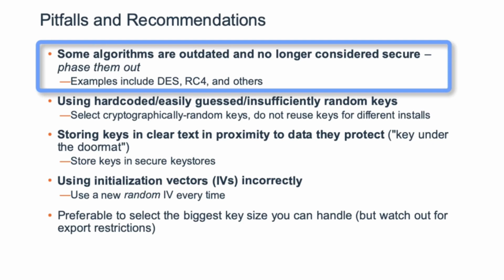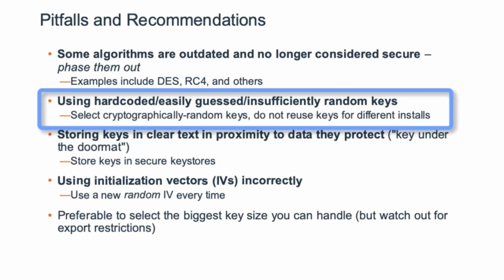First of all, some algorithms are outdated and no longer considered secure. You have to phase them out. For example, DES, RC4, and there are some others. So you have to be very careful. As time goes on, some encryption algorithms become insecure because vulnerabilities are discovered in them, or computing power becomes such that you can break an algorithm within a reasonable time. So watch out for that and migrate to more secure, modern algorithms.